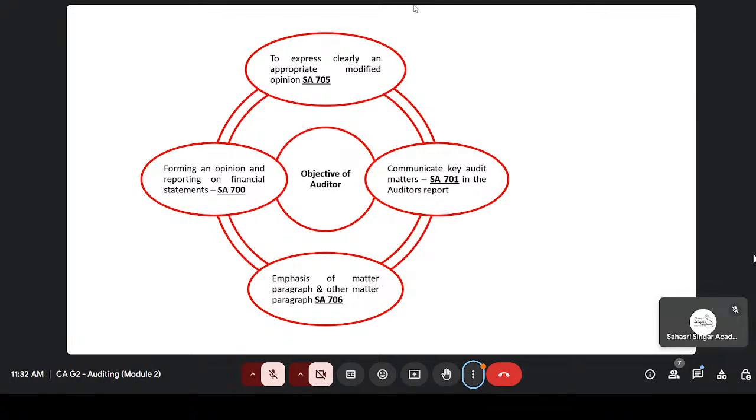The last one is SA 706, emphasis of matter paragraph and other matter paragraph, which means you are highlighting and stressing some important key things. 701 is already key audit matters; 706 is even more important. We will deal with that in this chapter too. Basically, 701 is the most important common thing: when the year under audit is finished, you are supposed to issue the auditor's report. Your duty is to issue the audit report under section 143.